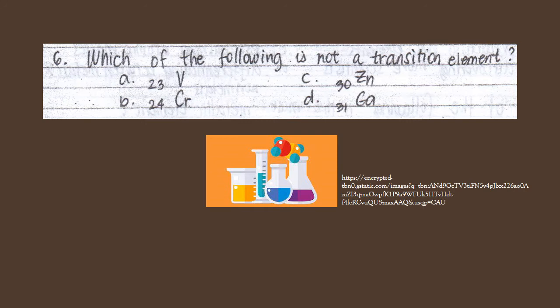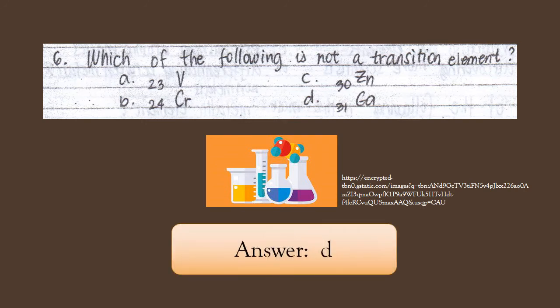Number 6. Which of the following is not a transition element? Letter A, vanadium, letter B, chromium, letter C, zinc, or letter D, gallium? Now the answer is letter D, gallium.